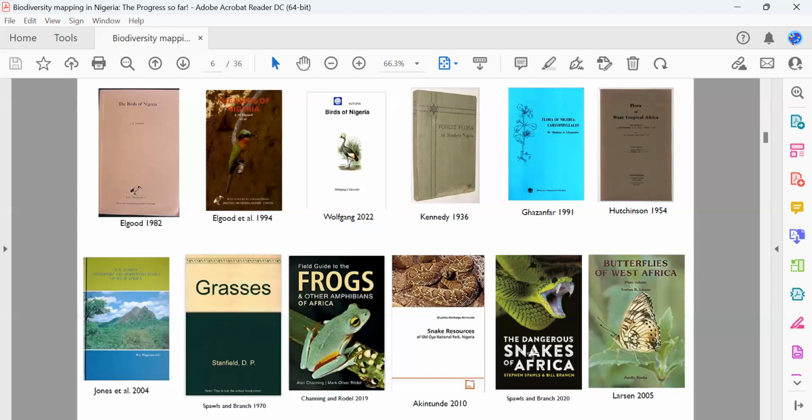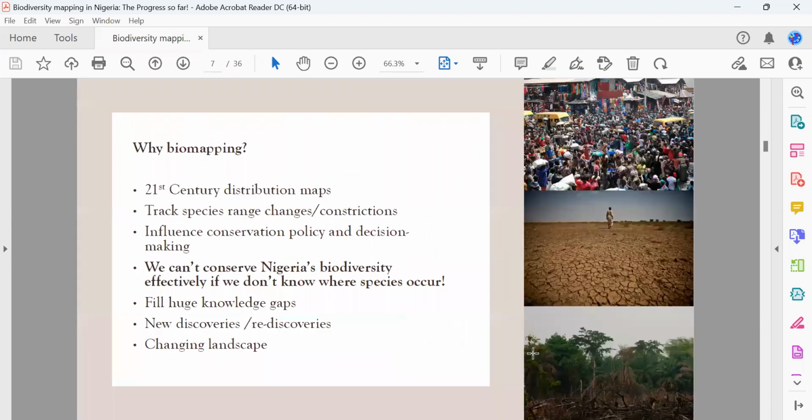Then we have butterflies of West Africa by Larsen, but we are lacking a comprehensive checklist of the butterflies of Africa, though thanks to Oscar for providing some of the lists of some of the major taxonomic groups of butterflies in Africa. But from the foregoing, you can see that most accounts about the biodiversity in Nigeria are lacking and were documented long ago. So what are citizen scientists doing? Let's see.